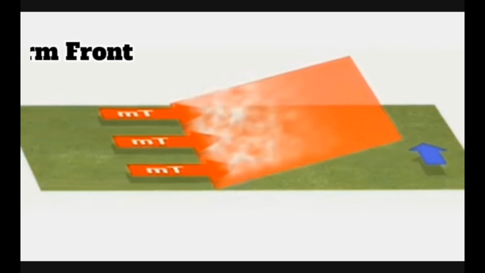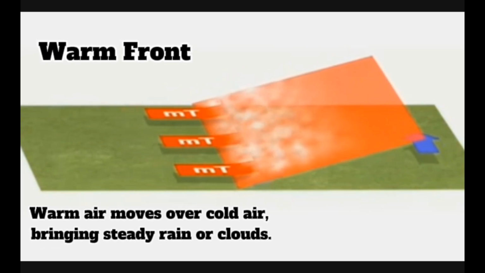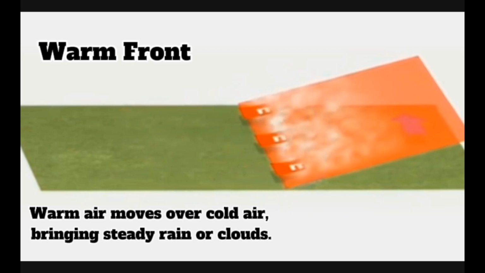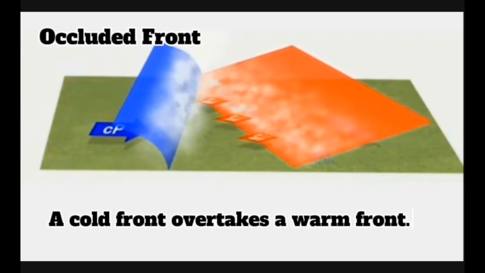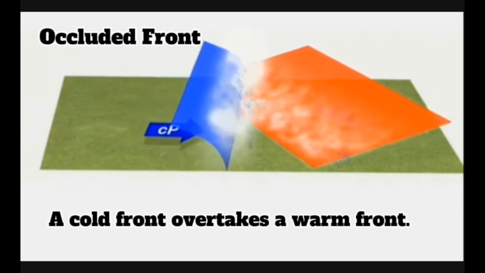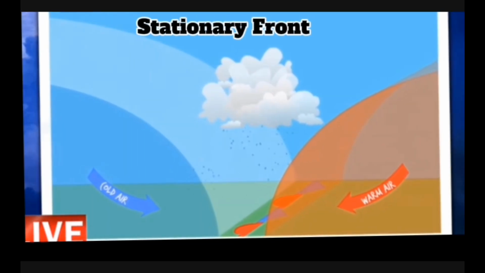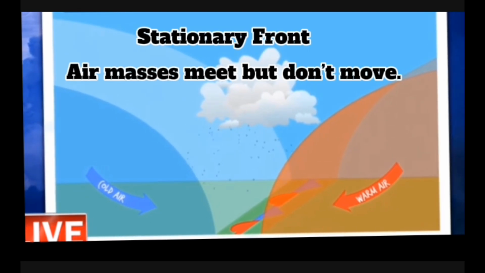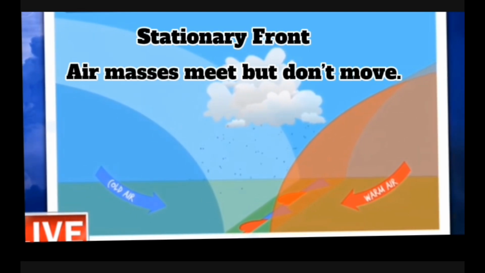And second is the warm front. It is where the warm air slides over cold air. And the third one is the occluded front. It is a cold front that overtakes a warm front. The last one is the stationary front. A stationary front is where the air masses don't move, or they are in a steady phase.